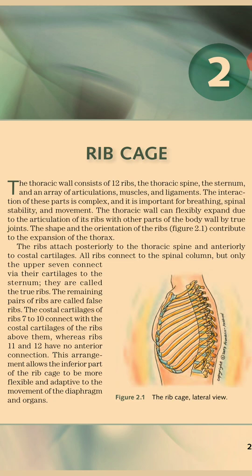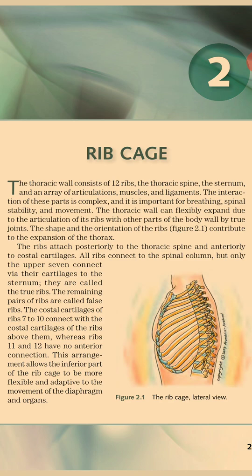The ribs attach posteriorly to the thoracic spine and anteriorly to the costal cartilages. All ribs connect to the spinal column, but only the upper 7 connect via their cartilages to the sternum. They are called the true ribs. The remaining pairs of ribs are called false ribs.